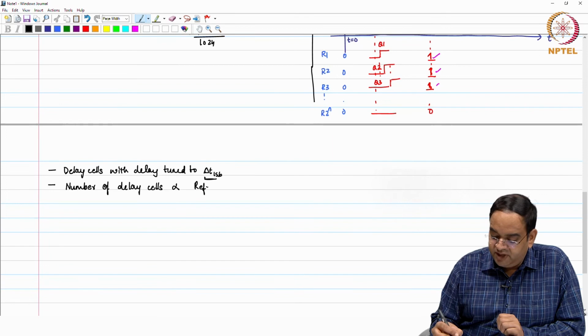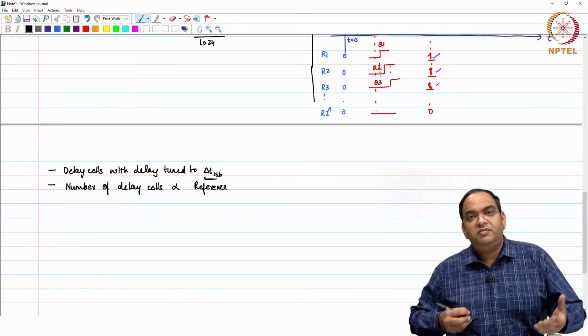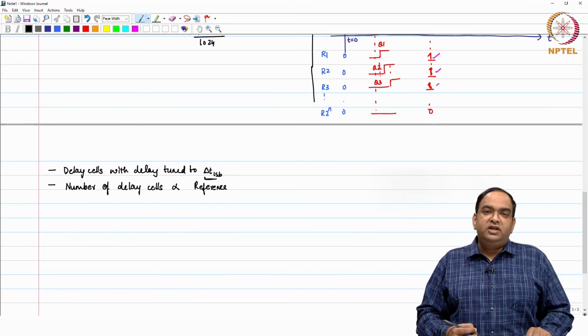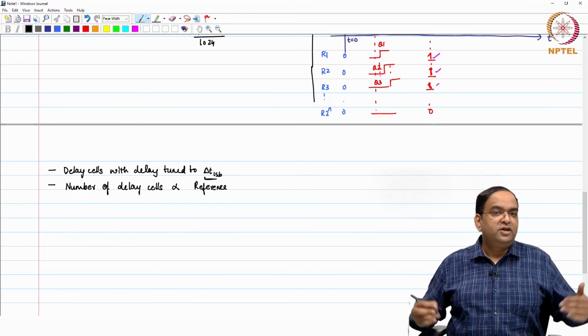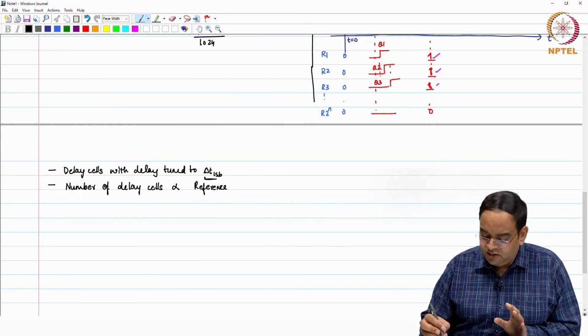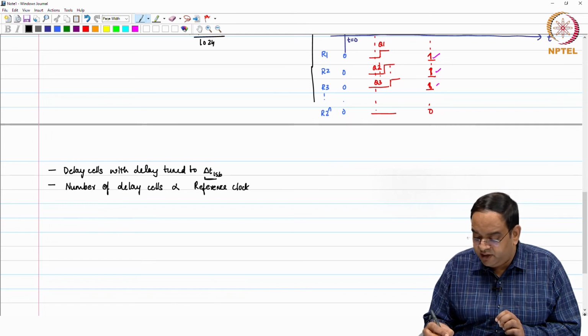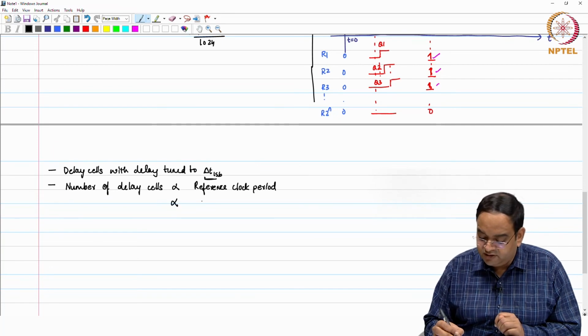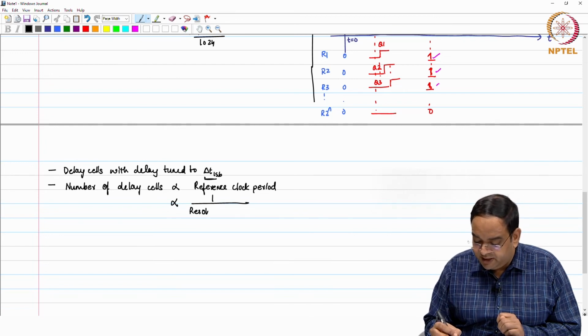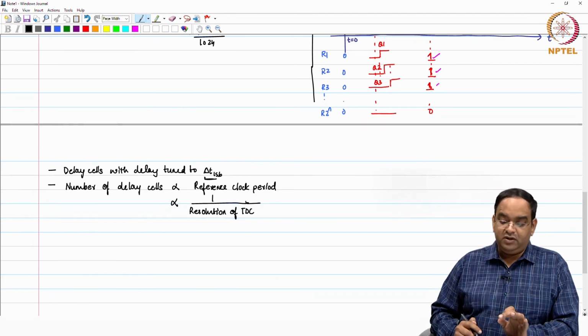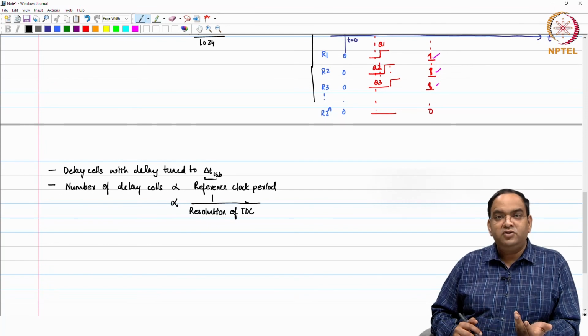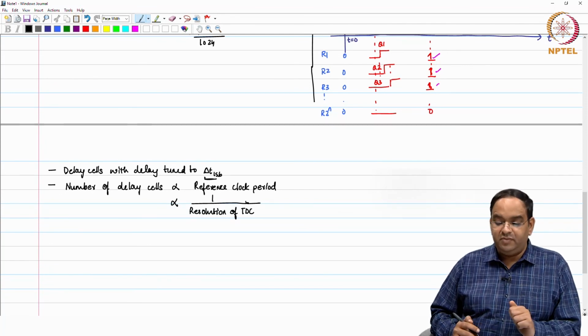Sometimes you make sure by some other means, by a dual loop or something, that the phase error will not increase beyond this range. You can then limit the range of the TDC, but in general the number of delay cells is proportional to the reference clock period. It is directly proportional to it and inversely proportional to the resolution of the TDC, which is also called delta t LSB. Okay. So, the better the resolution, the more the number of delay cells.